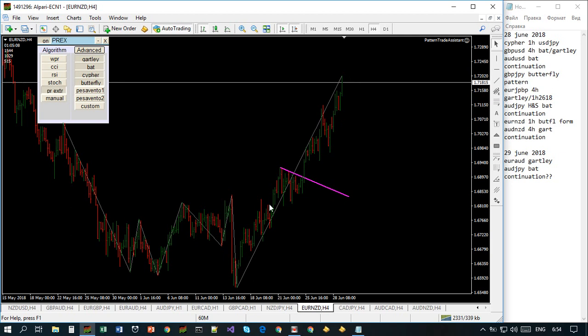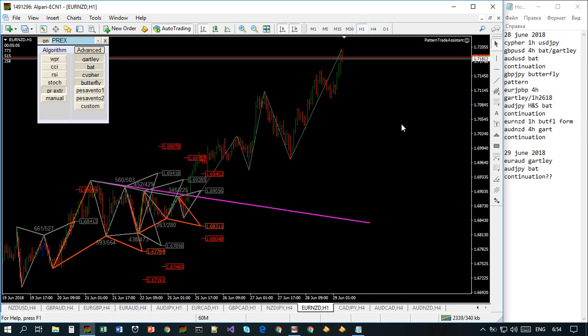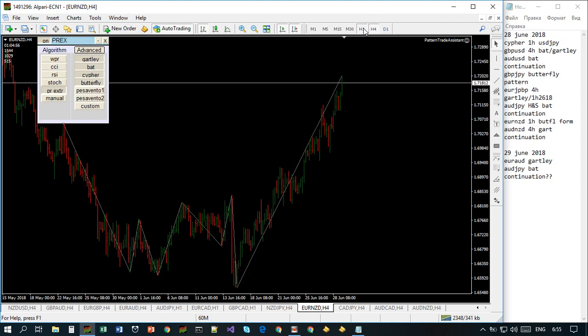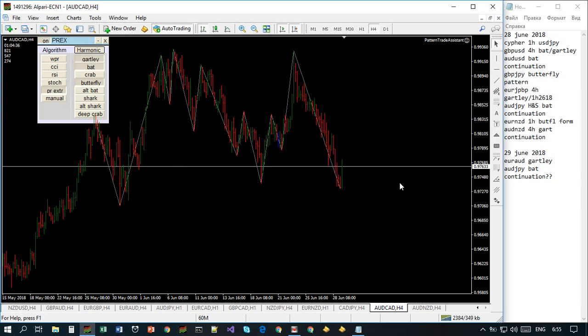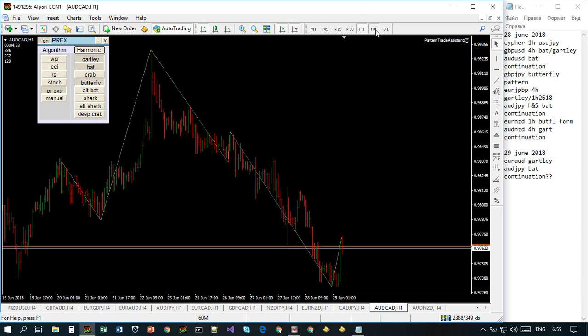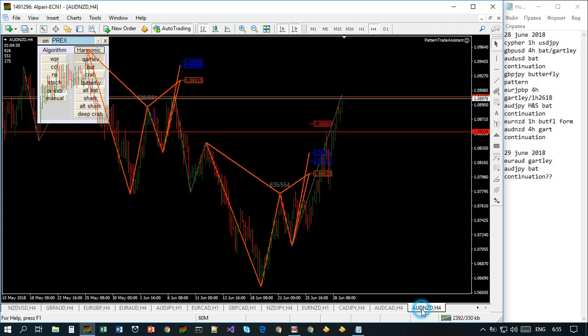Okay, you saw that consolidation break to the upside. It was this cluster of the patterns. Still have this trend line. Let me go like this. Nothing here, nothing there. Both approaches say nothing. Canadian. Nothing here, nothing there. Aussie Canadian. Okay, no patterns. Aussie New Zealand, the godly pattern.